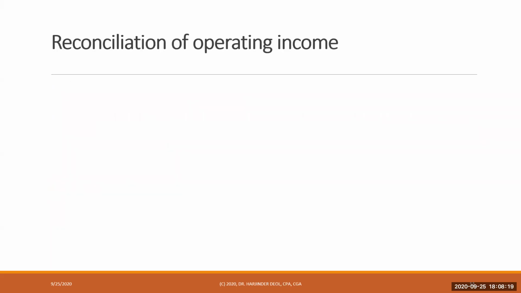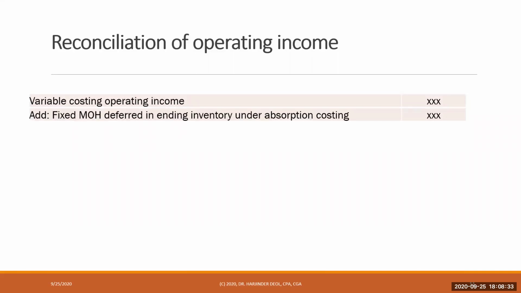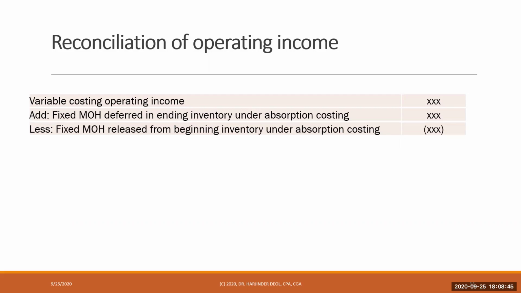To reconcile the operating income under absorption costing to that under variable costing, begin with the operating income under variable costing, add fixed manufacturing overhead that was deferred in ending inventory under absorption costing, and subtract the fixed manufacturing overhead that would have been released from beginning inventory under absorption costing.